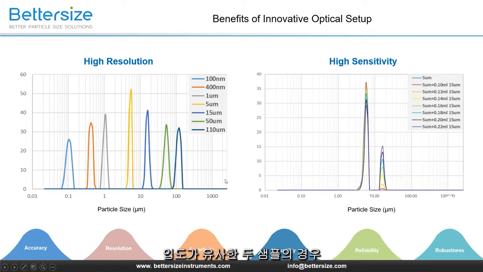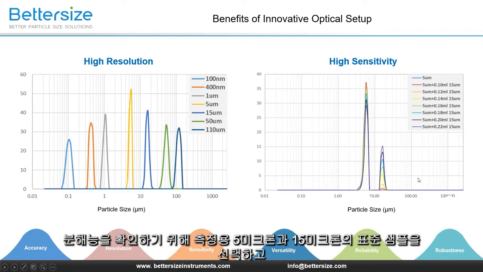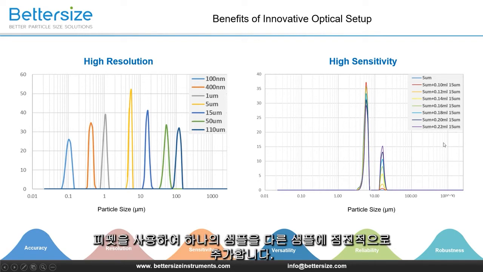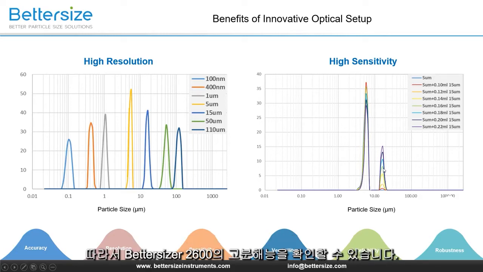For two samples with similar particle sizes, distinguishing them is always a challenge for particle size analyzers due to similar scattering spectra. In order to verify the resolution, we select standard samples of 5 microns and 15 microns for measurement, and use a pipette to gradually add one sample to the other. With the addition of 15 micron samples, we can see that the changes gradually show up in the distribution curve, thereby confirming the high resolution of the Bettersizer 2600.